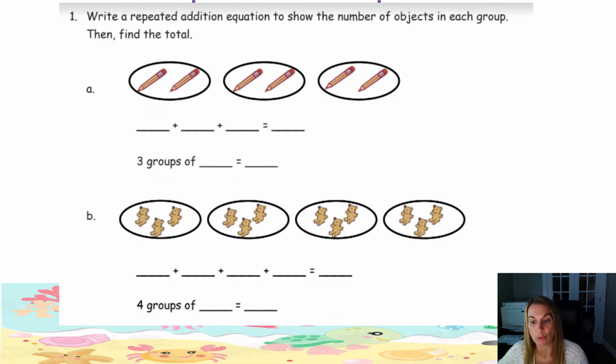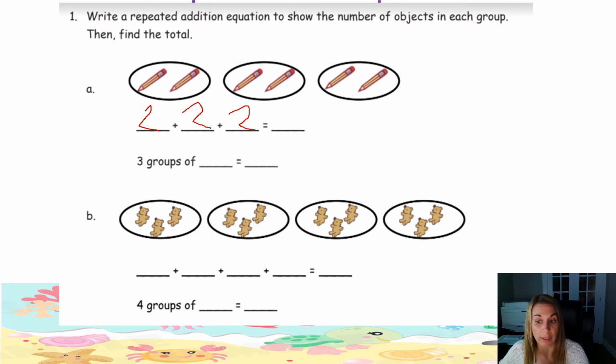All right, so we seem to be doing pretty well with these. So we're going to scoot on over to this page. It says to write a repeated addition equation to show the number of objects in each group. Then we have to find the total. All right, so let's see. We have 2 again. Oh my goodness, all of our groups are groups of 2. All right, so 2 plus 2 plus 2.